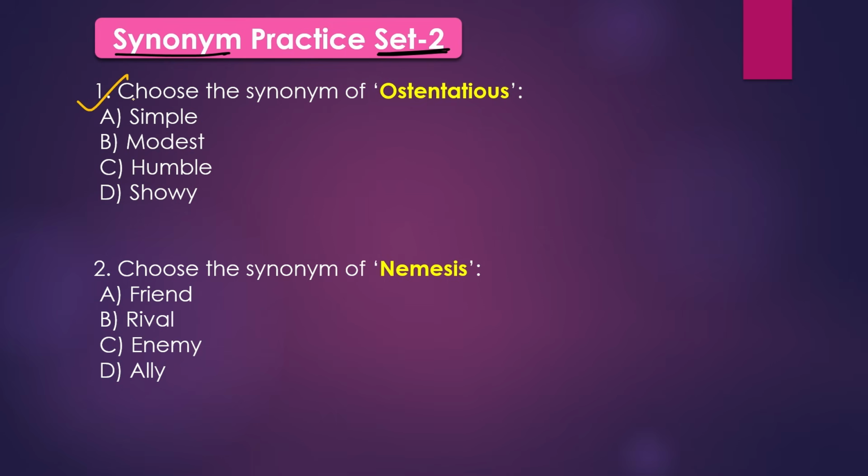Look at the first one. Choose the synonym of the word ostentatious. Now, the word ostentatious refers to something that is designed to impress others. Okay, so something which is very flashy, or you can say showy, that is called ostentatious. So look at the options. Here option D, showy, is the correct answer. Simple, modest and humble, these all are antonyms in nature. That's why we have to eliminate these options.